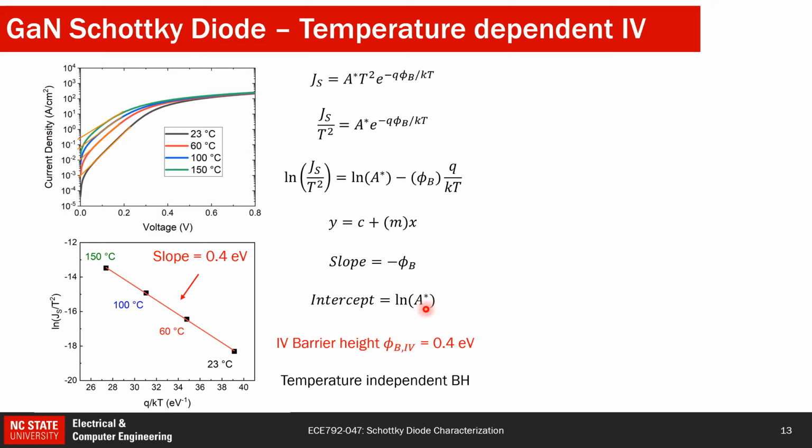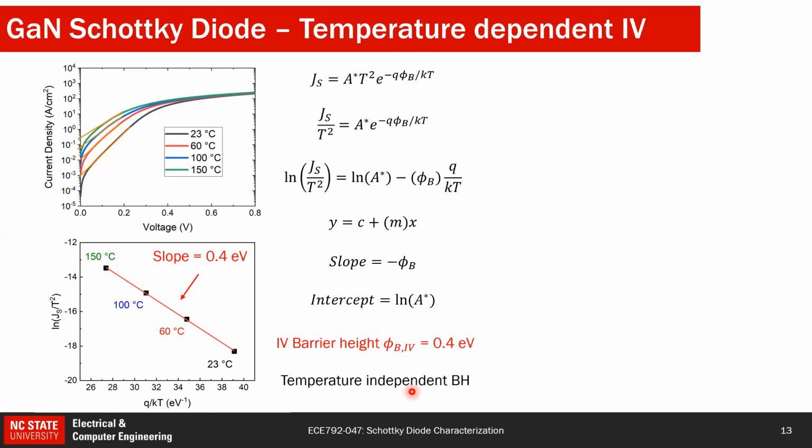So I can compare my A star with the literature also, whether I have the same or different. So instead of using values from literature, the good method is to use a temperature dependent measurement, and from there you can find the barrier height. As I said, I found from here that my barrier height is around 0.4, and I can see I have a temperature independent barrier height.